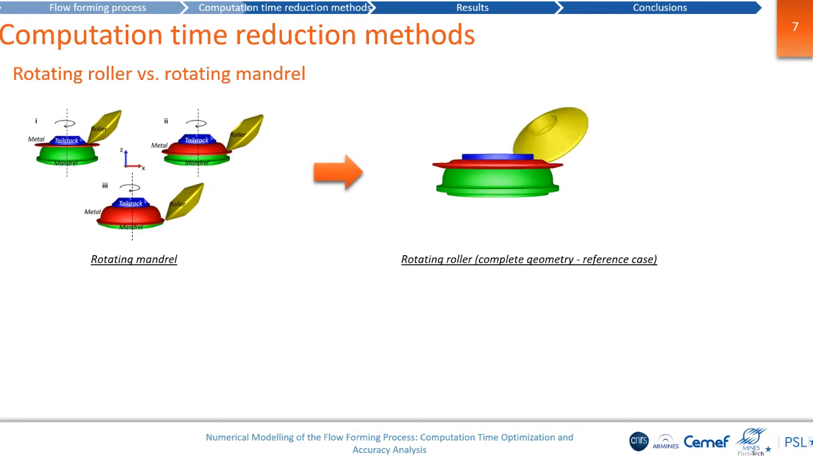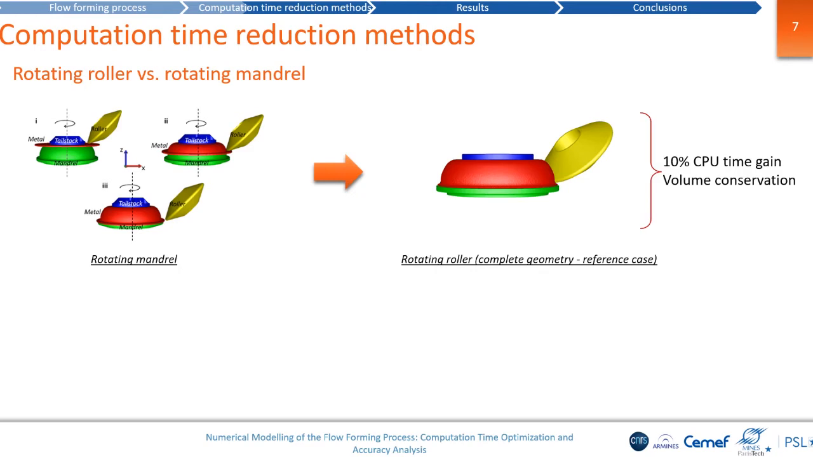In our simulation, we have changed the kinematic, and the sheet, mandrel, and tailstock are fixed, while the roller is rotating all over the system in order to describe exactly the same process. By using this simple modification, we are able to decrease by 10% the CPU time and also to handle more accurately the volume conservation of our piece.